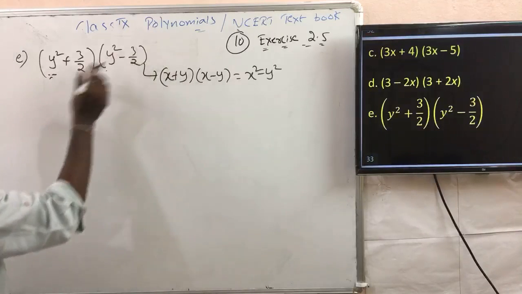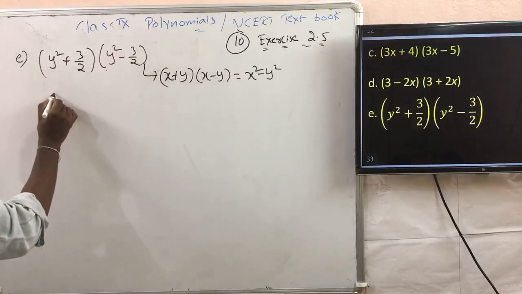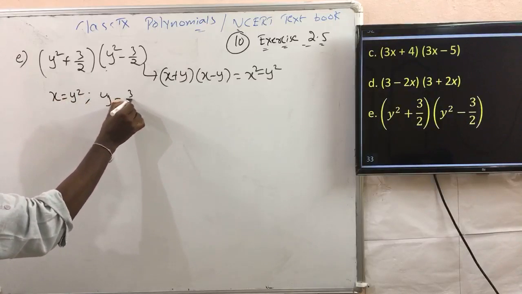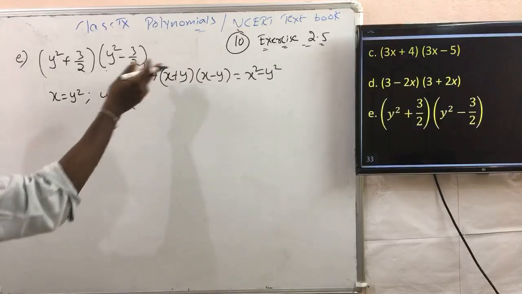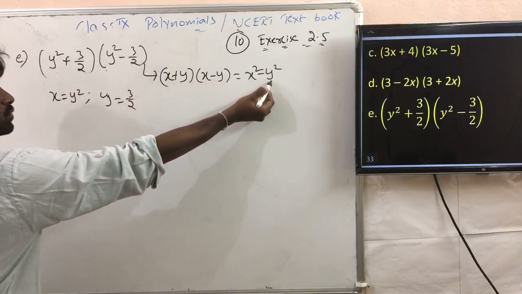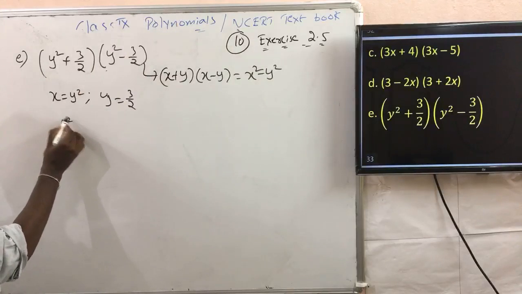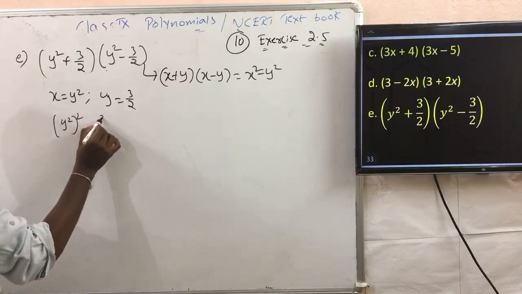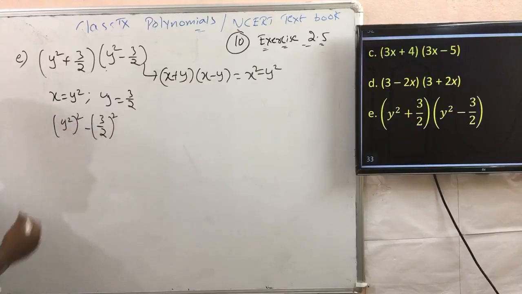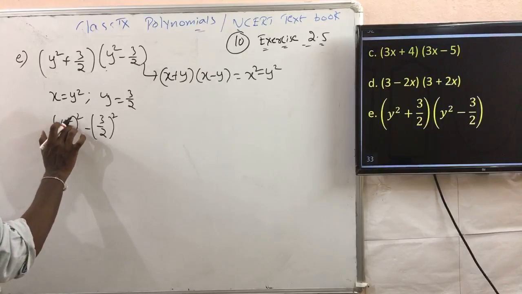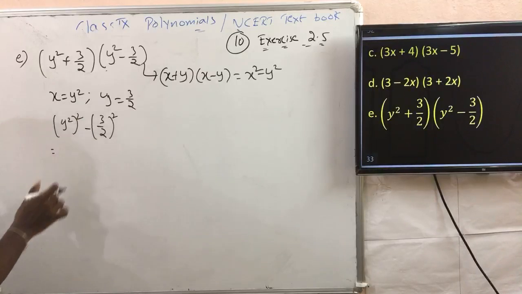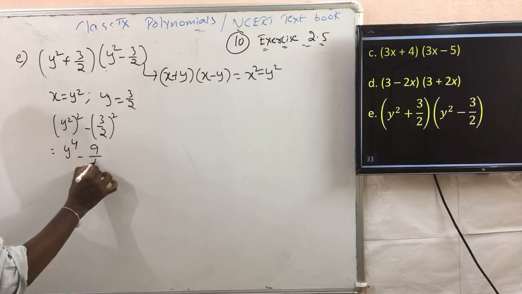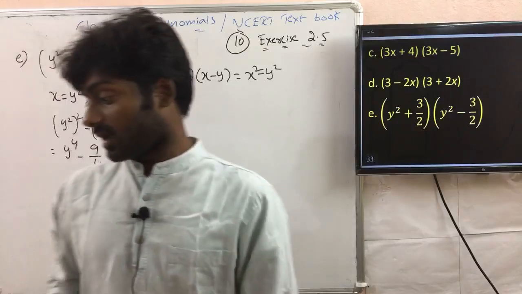Okay, now see once, where x equals y square and y equals 3 by 2. Now you can write this as x square minus y square, that means (y square) whole square, because x itself is y square, minus (3 by 2) whole square. So (y power 2) whole power 2, (a power m) whole power n is a power mn. So y power 4 minus 3 square 9, 2 square 4, y power 4 minus 9 by 4.